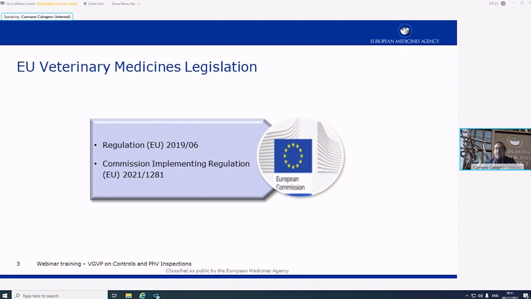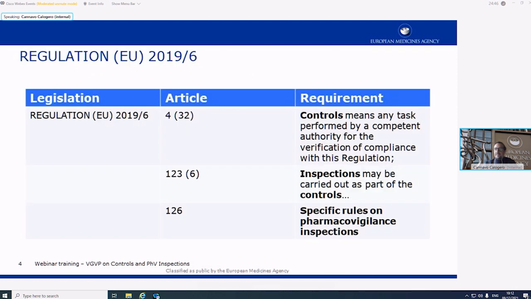I would like to highlight now the main articles that are related to the inspection and controls that are reported in the regulation. First, next slide, please. So, as you can see, we have article 4, where we said already that the word controls means any task performed by the competent authority for the verification of compliance with this regulation. And the other article that is very important for us is 123, that includes inspection as part of the controls. So inspection may be carried out as part of the controls. And 126, that is the specific rules on pharmacovigilance inspection. We'll try to go deeper in the next slide, please.